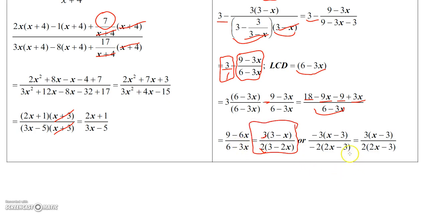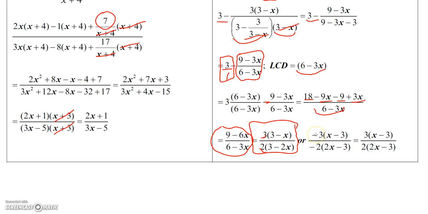I went ahead and showed you another thing you could do just in case you're looking in the back of the book for the answer and you're not finding one that matches. Another option here would be you could factor a negative 3 out of the top, and if you do that you would be left with an x minus 3 in the numerator. And you could factor a negative 2 out of the denominator, and that would leave you with a 2x minus 3 as the other factor.